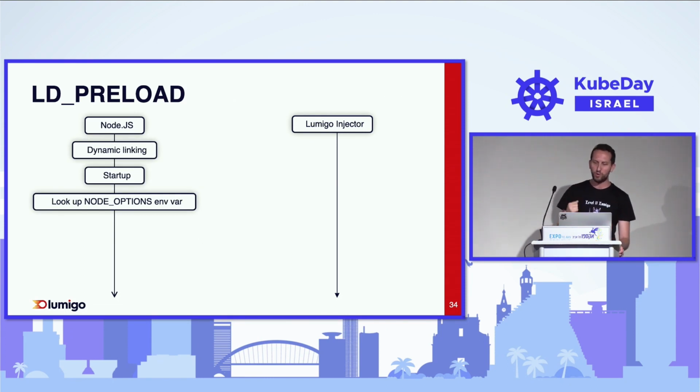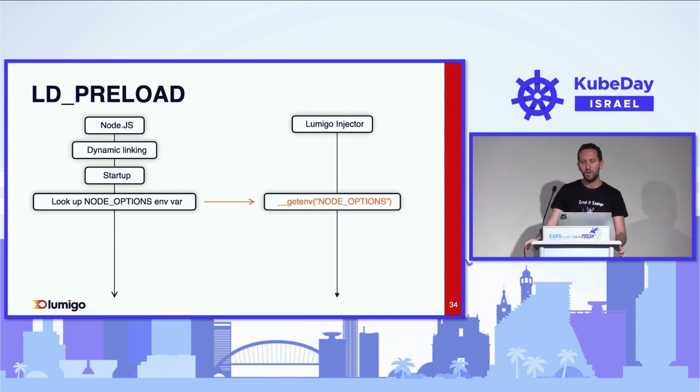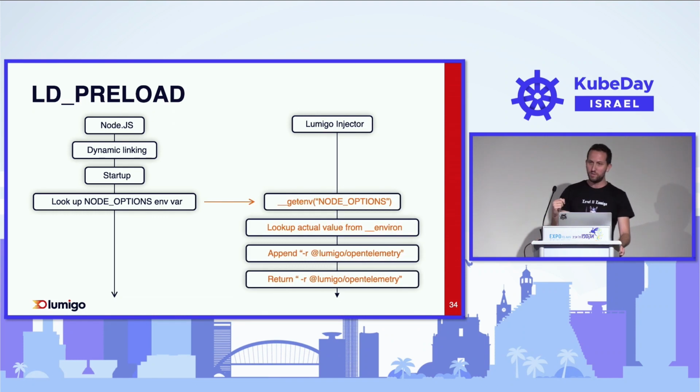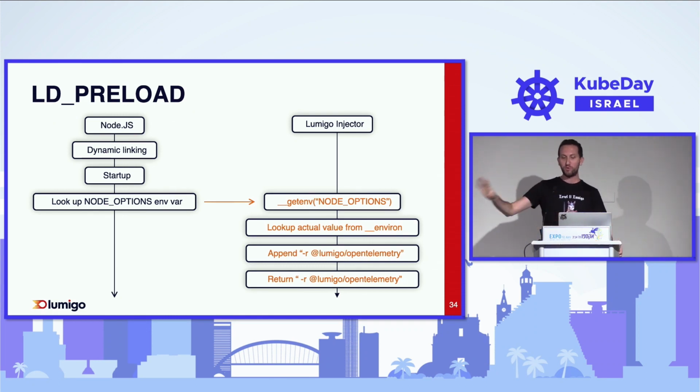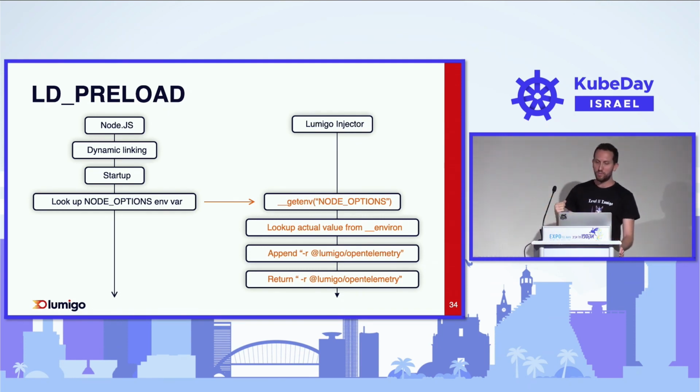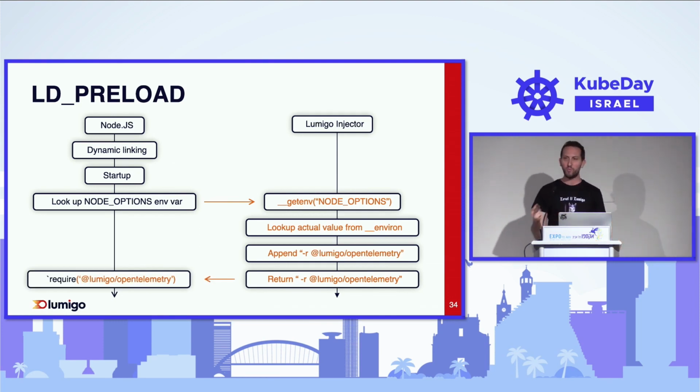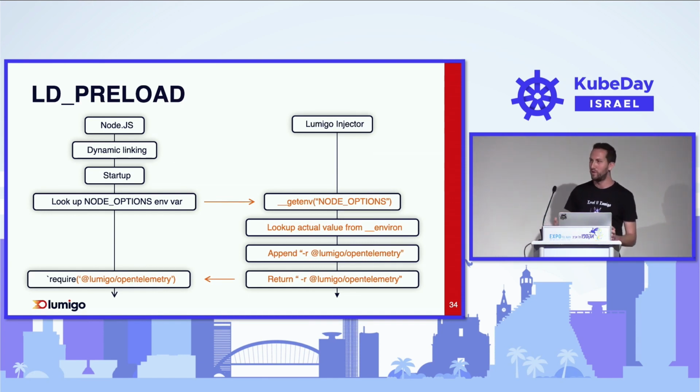It looks up the node options envar, in this case, assuming this is a container running a node application. It makes a call to the Lumigo injector, as opposed to libc, to request a call to getEnv with the node options key. It looks up the actual value. It appends to it -r Lumigo/OpenTelemetry, and it returns that complete value, right? The original node options value appended with -r Lumigo/OpenTelemetry. And the end result is that it's effectively like the user had written require Lumigo/OpenTelemetry in their code.